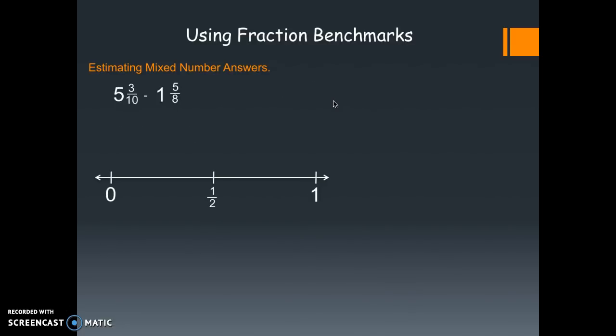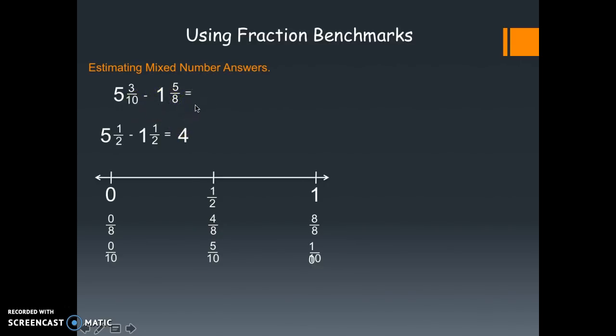Let's try one more. 5 3/10 minus 1 5/8. So my eighths, 5/8 is going to be close to a half. So that's 1 1/2. 3/10, that's just a couple away from 5/10. It's 3 away from 0/10. So that's also going to be close to a half. So I'm going to have 5 1/2 minus 1 1/2. So when I work that out, a half minus a half is nothing, and 5 minus 1 is 4. So this answer should be close to 4.